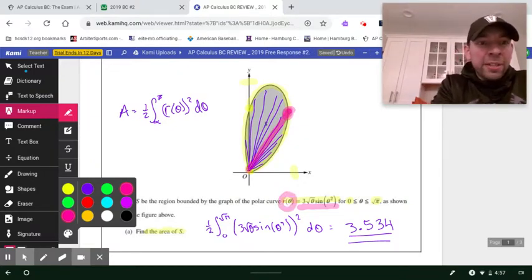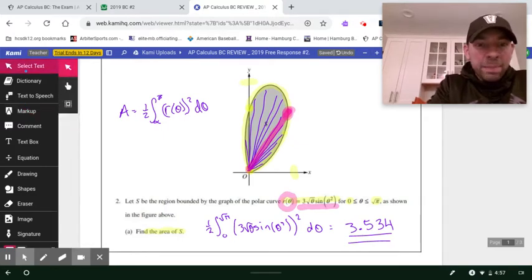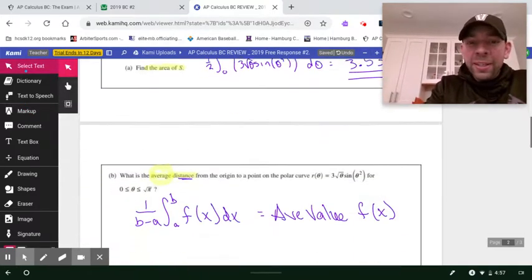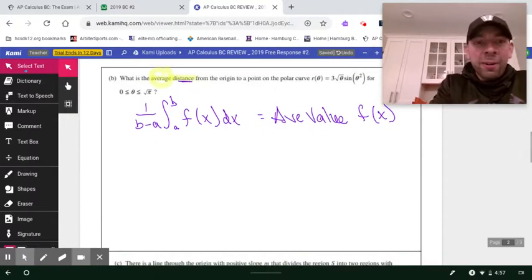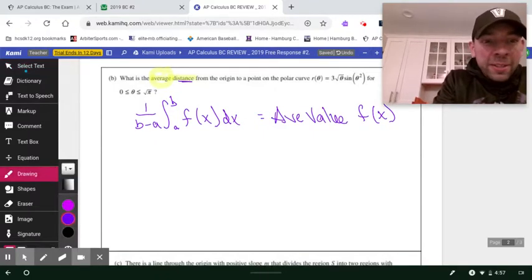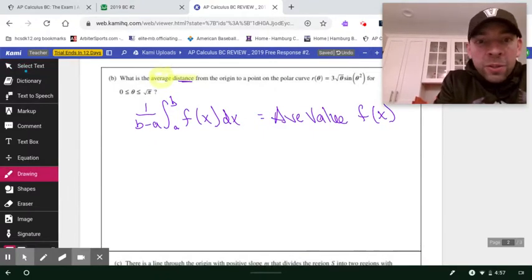And now we're trying to find the average distance. So you're really, in a nutshell, trying to find the average value of r itself. That's really all it is. So we could say, let's go 1 over radical pi minus 0, integral from 0 to radical pi, and then we want to find the average of r.